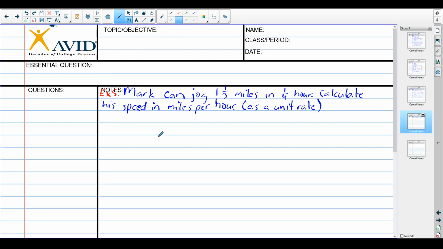Mark can jog 1 1/3 mile in 1/4 hours. Calculate his speed in miles per hour, which is a unit rate. Okay. So if we write our fraction out, so we have 1 1/3 over, what was it, 1/4. Alright. So this is as bad as it's going to get, because we got a mixed number and we also have 2 fractions. So we're still going to rewrite it.